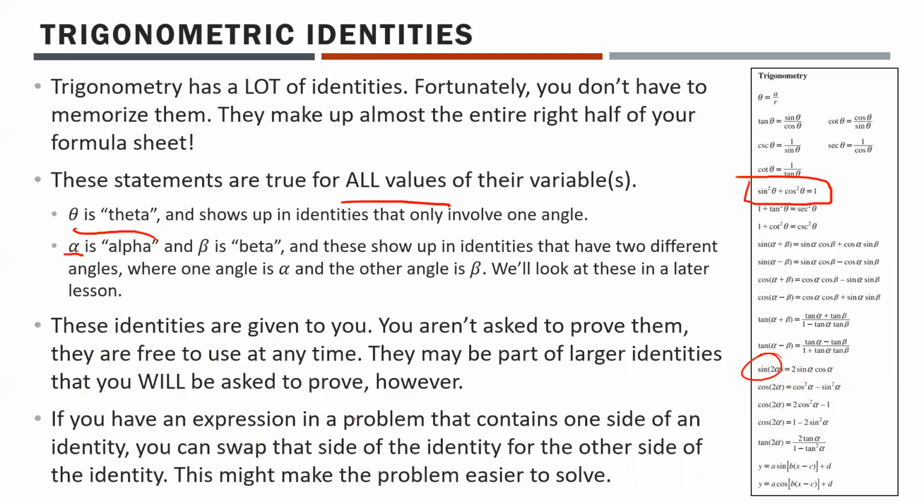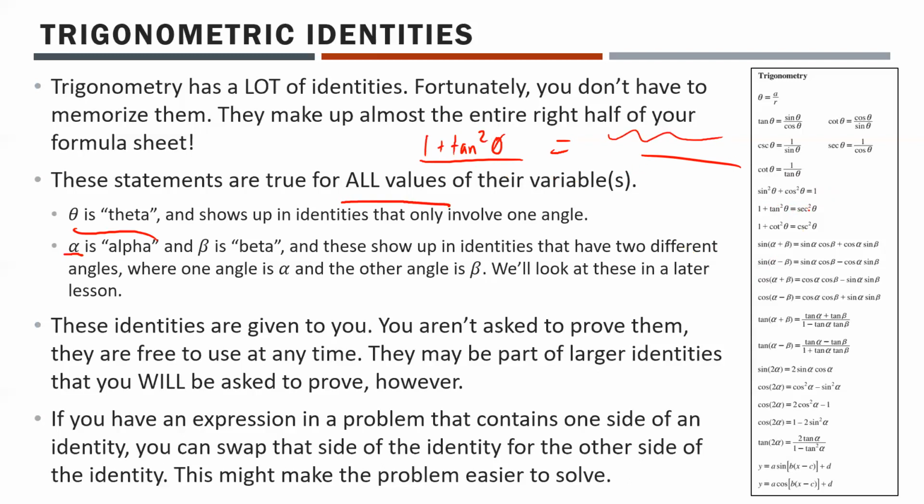And if you have an expression in a problem that contains one side of an identity, you can actually swap that side of an identity for the other side of the identity, which might make the problem easier to solve. So for instance, I'll just erase this so we can see it a little better. If you had an identity, something equals something else, and one side of that identity, the left-hand side, said, let's just pick one here. How about this? What if it said 1 plus tan squared theta? And then it was equal to some other jumbled mess.